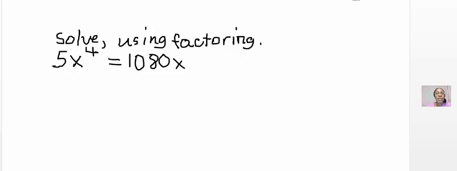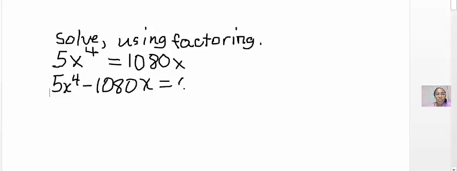Hi, let's take a look at solving this problem. We want to solve this by factoring. What we're going to do is first get a 0 on one side of the equals by subtracting 1080x from both sides. That leaves us 0 on the right, 5 times x to the fourth minus 1080x on the left.